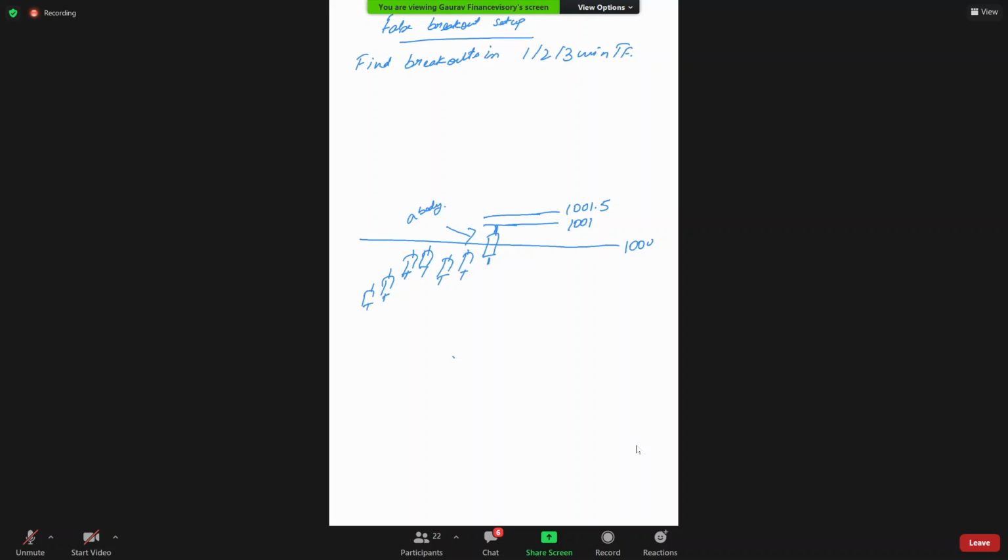At this point, our advantage is that most people try to enter at this point only. When the breakout has happened, suppose this is at 1000, they will place their order at 1000.2. And what the market does is it makes people fool. This is how you can avoid being a fool in the market.